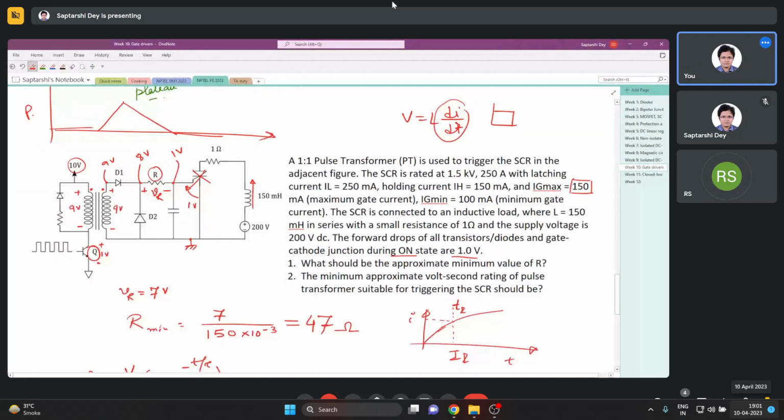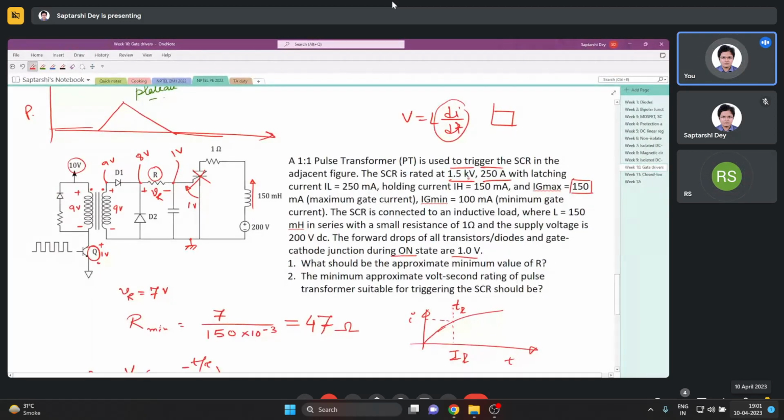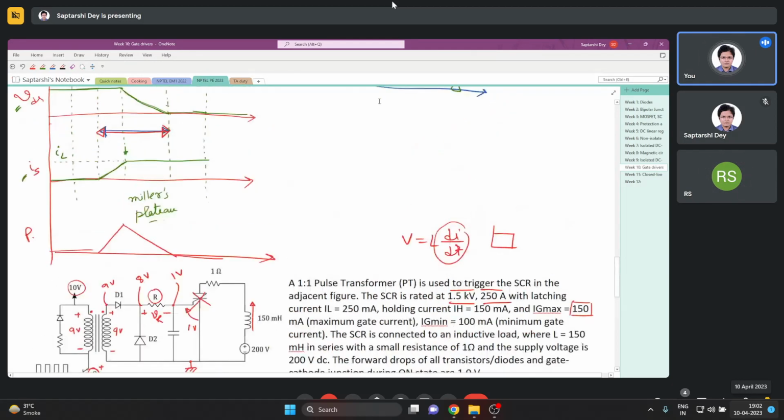Secondly, whatever stored energy the inductor had, the thyristor might have the capability to dissipate that much, because it is a 1.5 kV, 250 ampere thyristor. It might have huge heat sinks also, so there's a good chance it can dissipate. But theoretically, it can create infinite or very large voltage across the thyristor, and if it cannot withstand that much, it will fail.